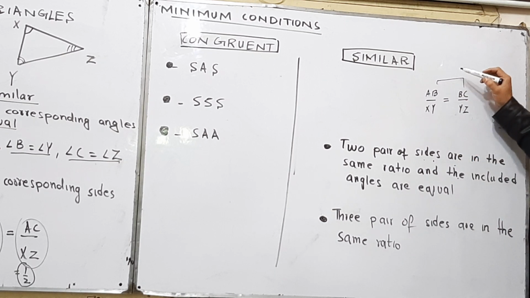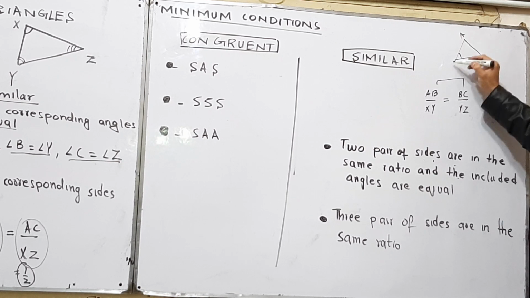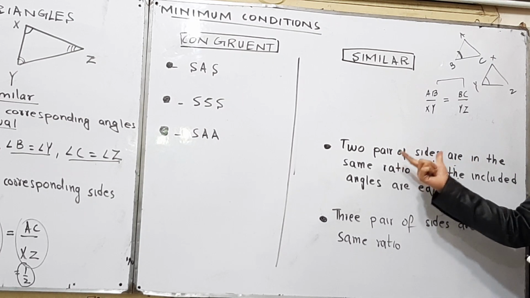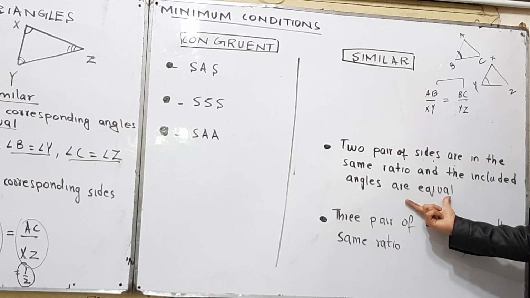For example, the angle between AB and BC. Suppose in a triangle, this is A, this is B, this is C, this is the included angle. Similarly, you have XYZ, this is X, this is Y, this is Z. So, this is the included angle. So, two pairs of sides are in the same ratio and the included angles are equal.